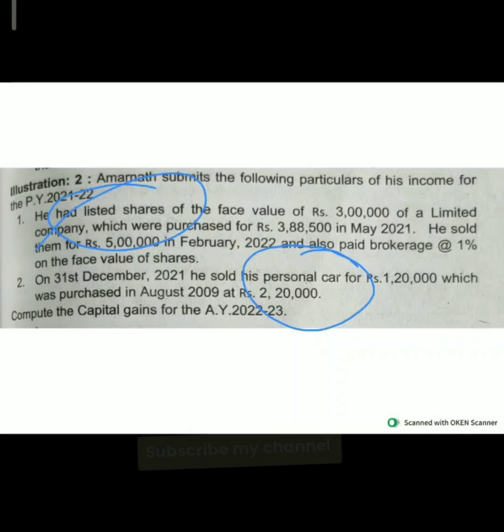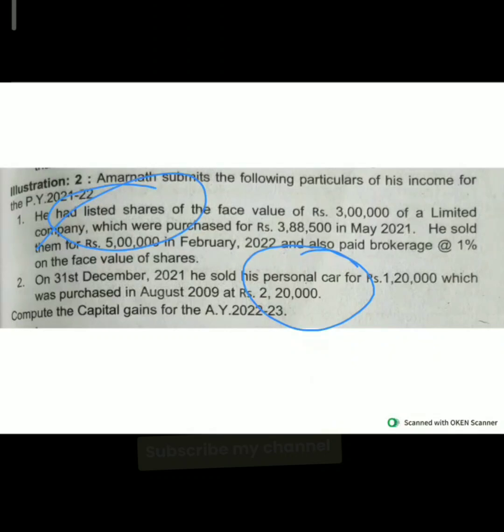The second asset is a personal car. On 31st December 2021, he sold his personal car for rupees 1,20,000, which was purchased in August 2009 at rupees 2,20,000. Compute the capital gain for the assessment year 2022-23.